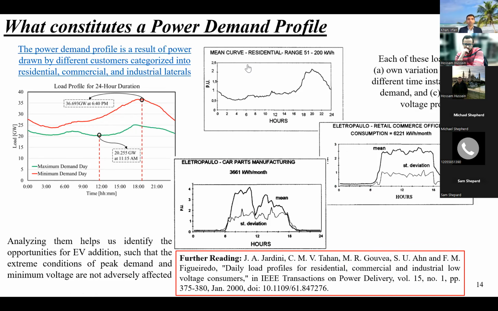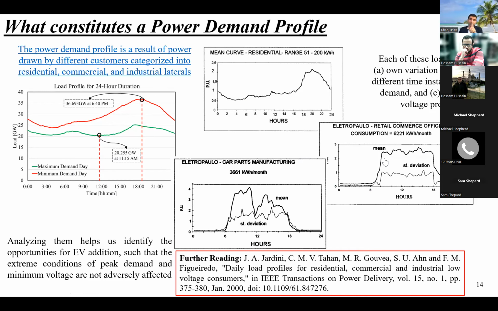Okay, so what constitutes a power demand profile? Power demand could come from three different demands. This is the traditional one, the original maximum peak and lower peak for California. And then what we are showing is that this total demand is actually comprised of three different sub demands. One is residential range, the other one is industrial range, and the third one is commercial range.